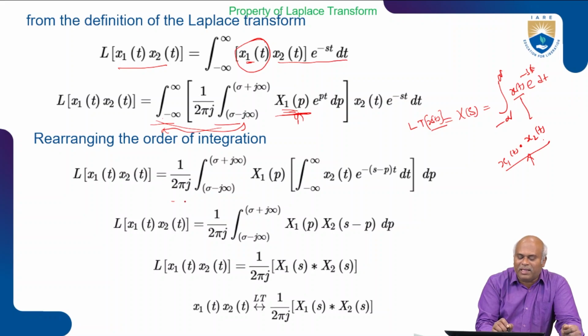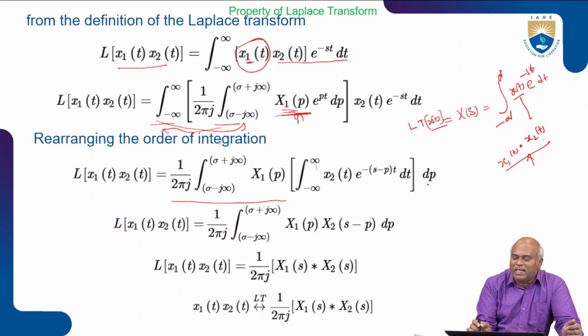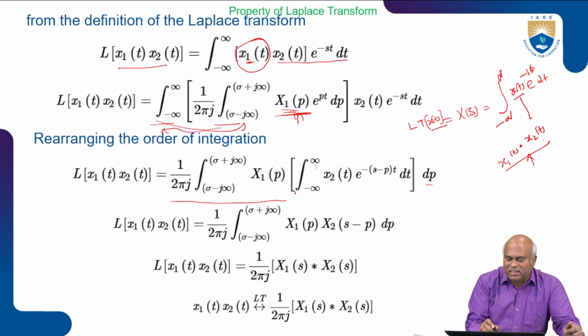So now I write the rearranged equation: 1 by 2 pi j, I take out the integration of sigma minus j infinity to sigma plus j infinity into x1 of p. Then the integration of minus infinity to plus infinity of x2 of t e power minus (s minus p) t dt and dp I wrote.